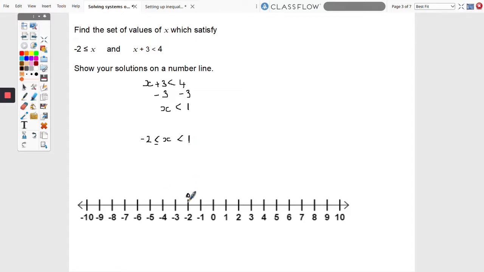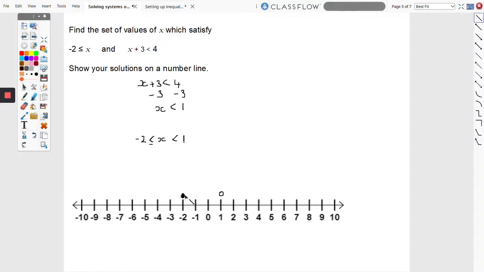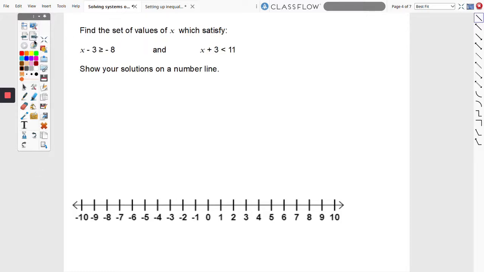So I'm going to put a solid circle at -2 because that's included in the set of values of x which satisfy both inequalities. And I'm going to put an open circle at 1 because that isn't included in that set of values of x which satisfies both inequalities. So that's a representation of the set of values of x which satisfy those two inequalities.